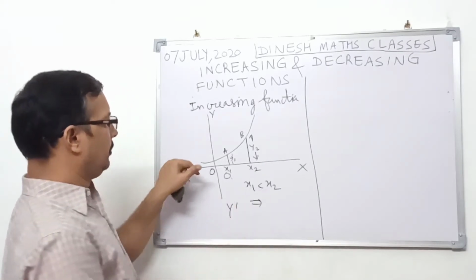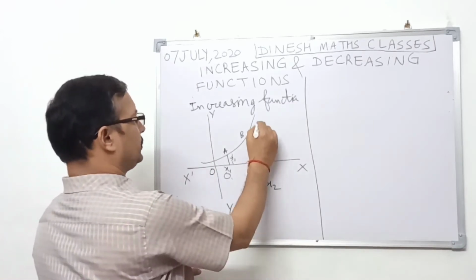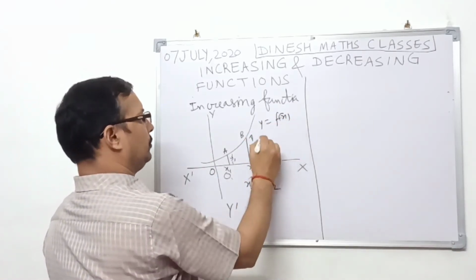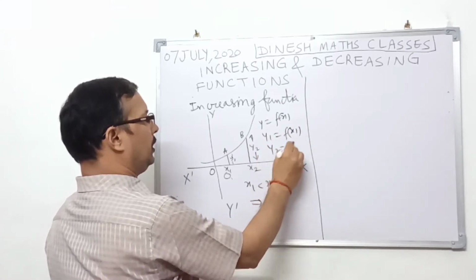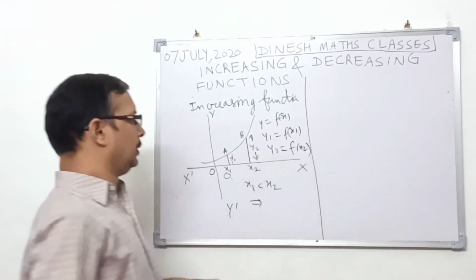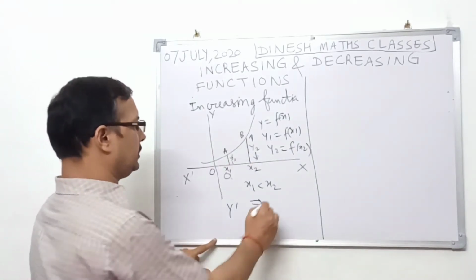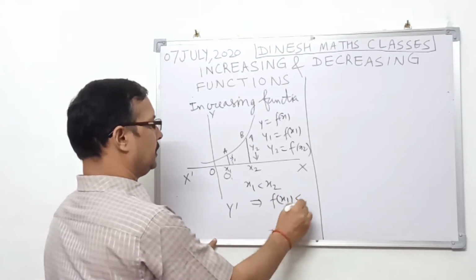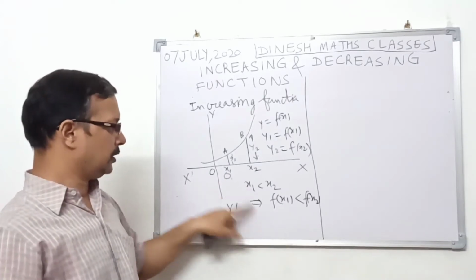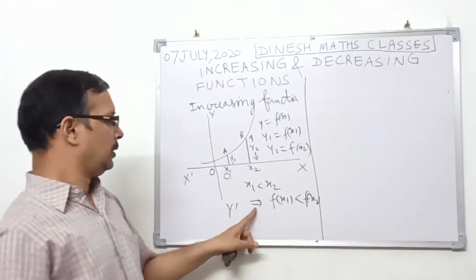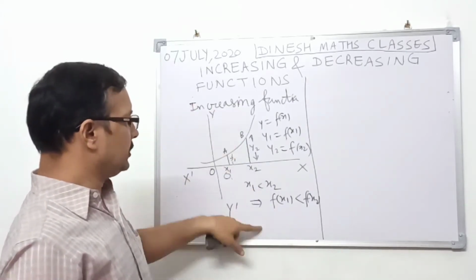But what about y1 and y2? Because your function is y equal to f(x), y1 is equal to f(x1) and y2 is equal to f(x2). So this height is f(x1) and this height is f(x2). You can clearly see that f(x1) is also less than f(x2). So this is the same definition which was discussed just before: x1 less than x2 implies f(x1) less than f(x2). Therefore f(x) is an increasing function.